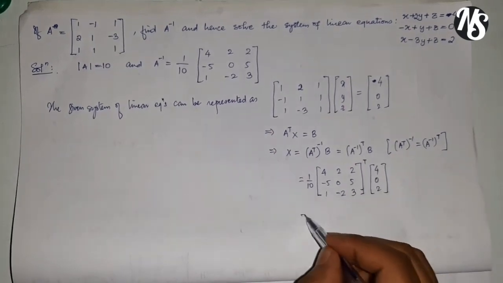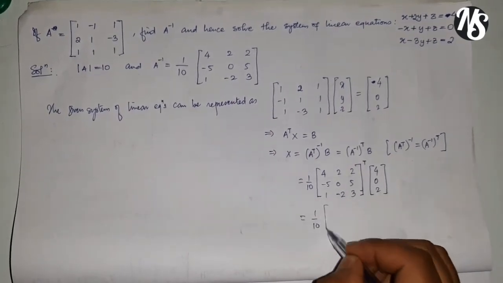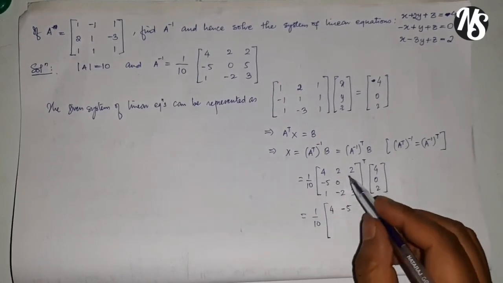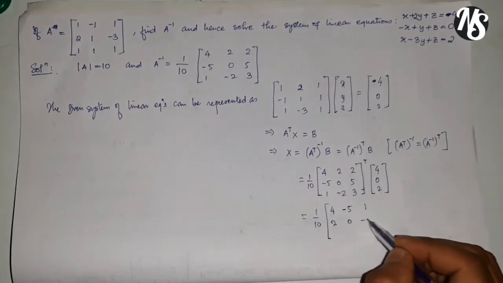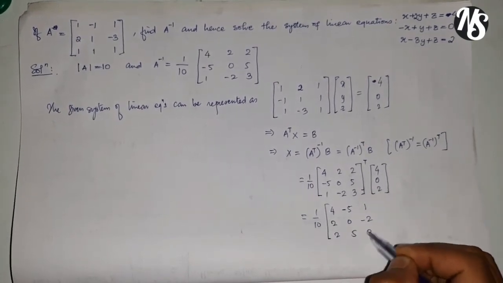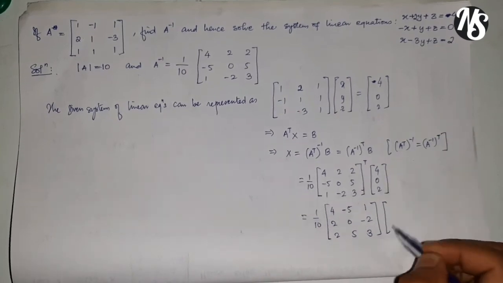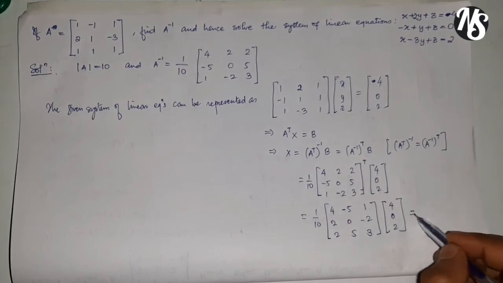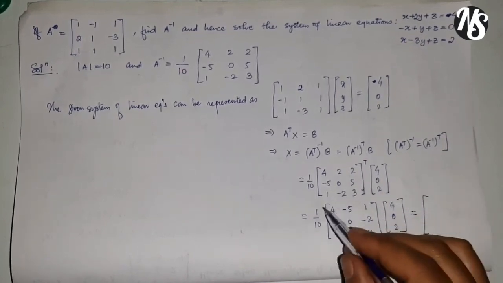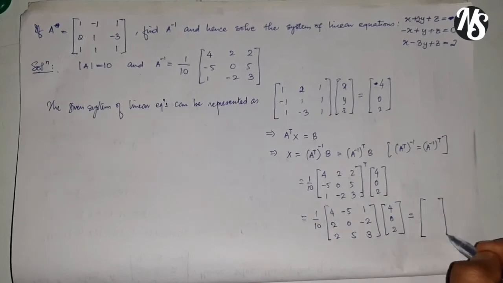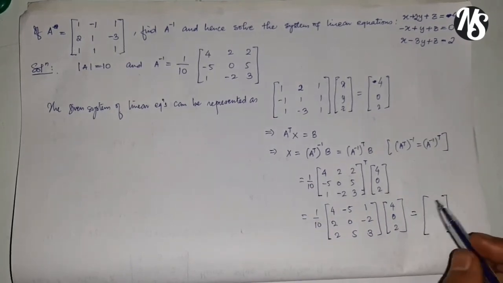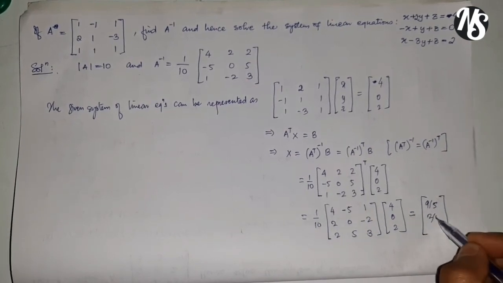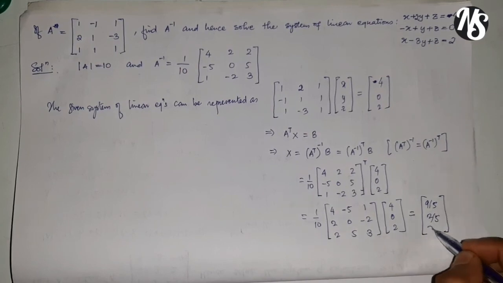So when you solve this, first and foremost take the transpose. So 4 minus 5 1, 2 0 minus 2, 2 5 3 comes out here, right? And we have 4 0 2. Now it's a simple matrix multiplication, isn't it? When you finally solve this and get your final answer after multiplication, you are going to get this to be 9 by 5, 2 by 5, and 7 by 5.